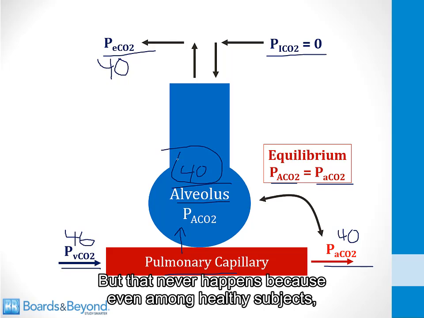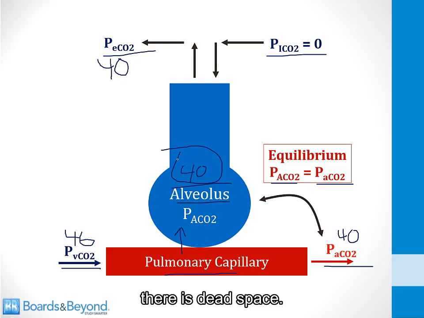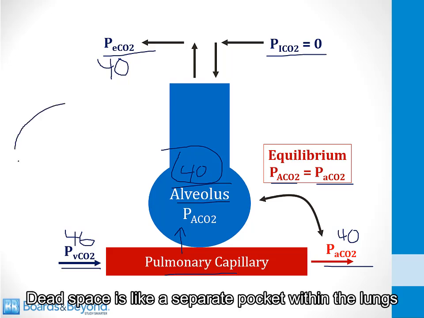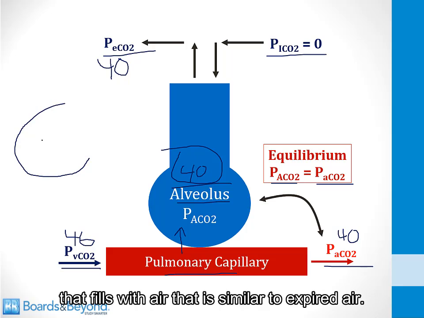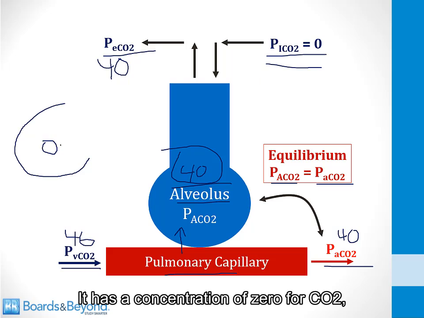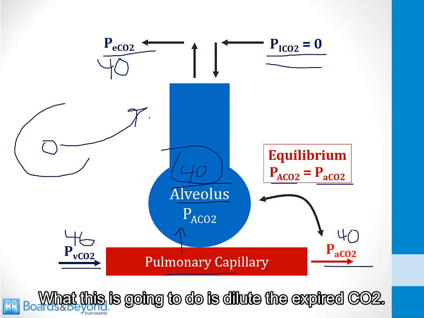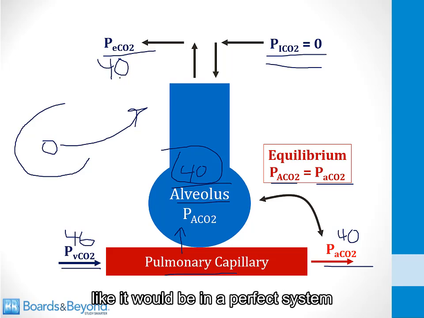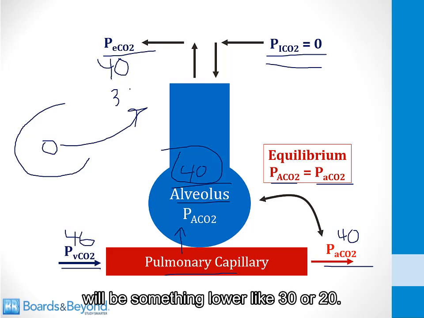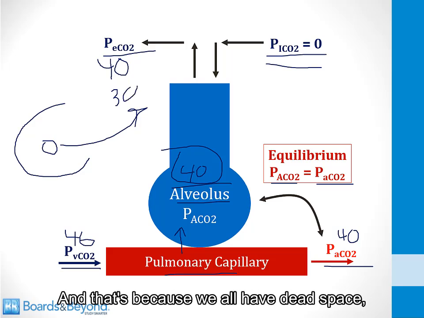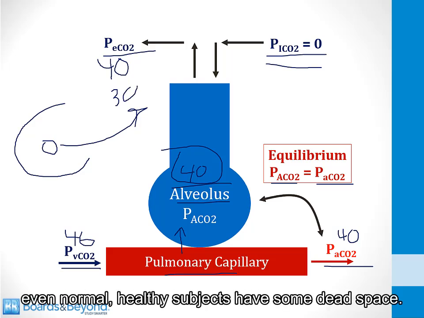But that never happens because even among healthy subjects, there is dead space. Dead space is like a separate pocket within the lungs that fills with air that is similar to inspired air. It has a concentration of 0 for CO2, and then it leaves the lungs and mixes with the alveolar air. What this is going to do is dilute the expired CO2. So instead of being 40, like it would be in a perfect system with 100% working alveoli, the expired CO2 in normal people will be something lower, like 30 or 20, and that's because we all have dead space. Even normal healthy subjects have some dead space.